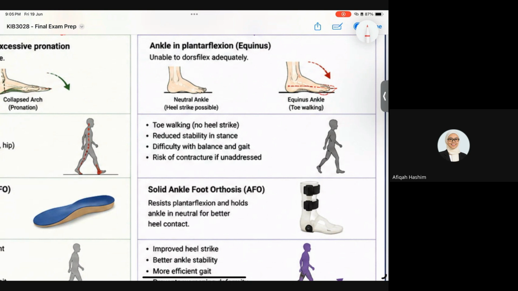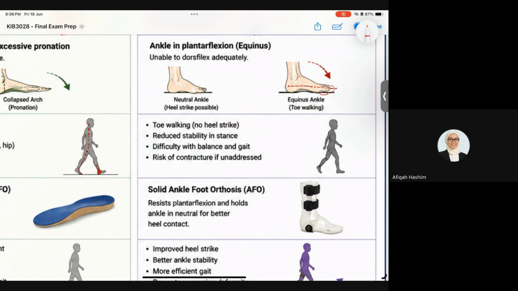So our orthotic goal is to control excessive plantar flexion. We can prescribe a solid AFO to hold the ankle closer to the neutral range of motion, and allow a more stable heel strike and improve their walking pattern. So again, notice the principle: the AFO doesn't remove the spasticity, it changes the mechanical position of the ankle to improve the function.